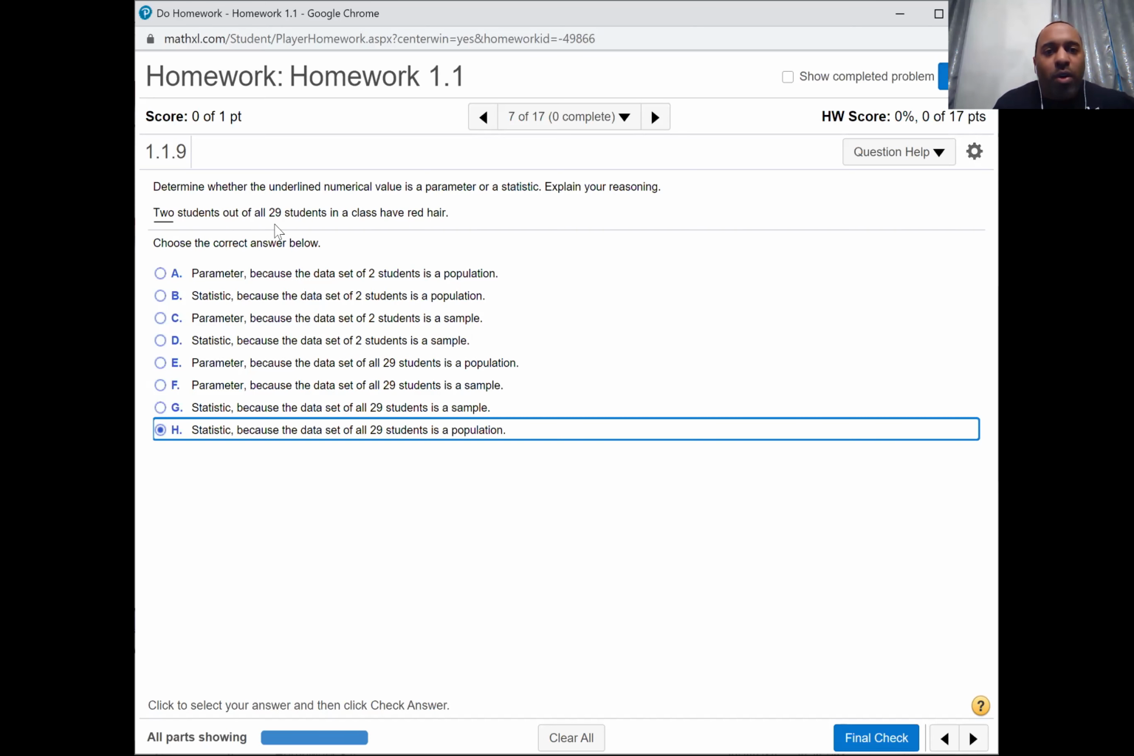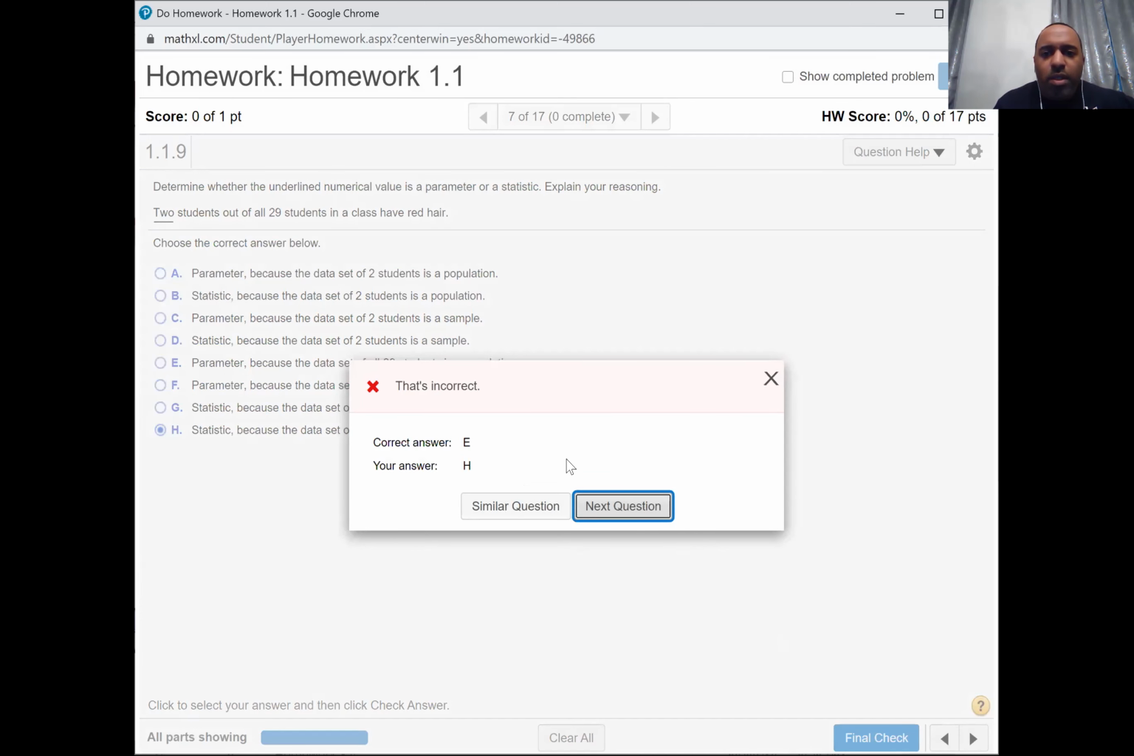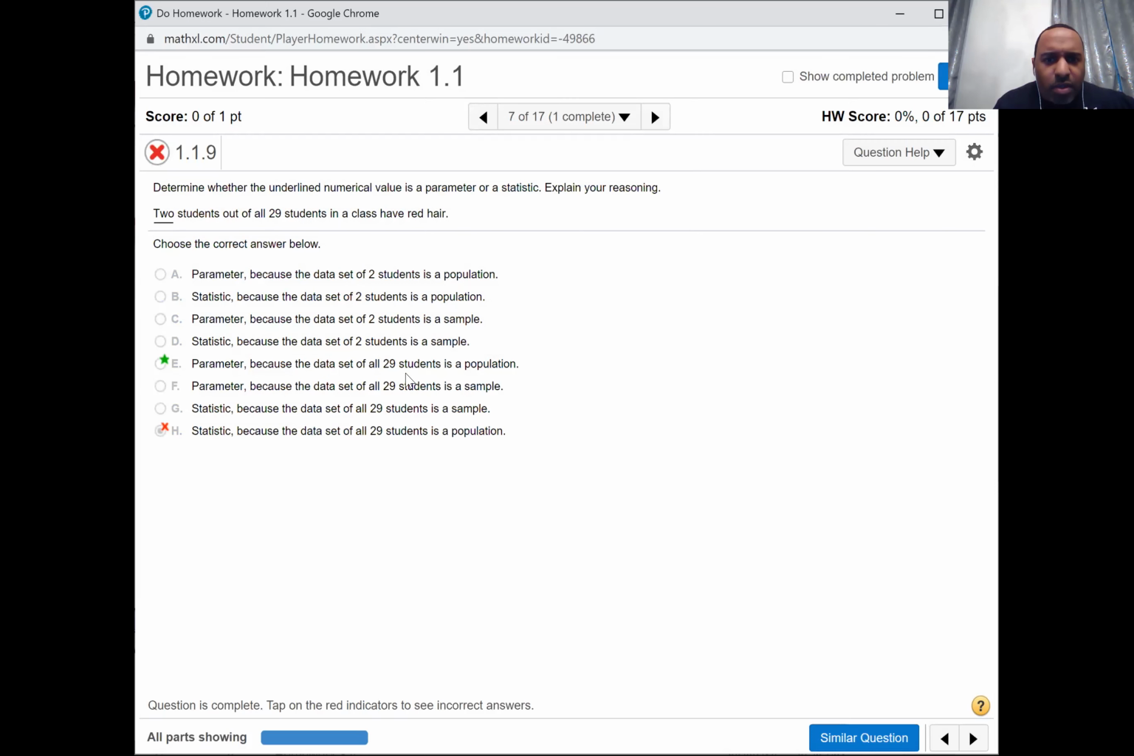2 students out of all 29 students in the class have red hair. And that shouldn't be right. So they said it was E, parameter, because the data set of the 29 students is a population. Sorry, I'm unprepared, but are we able to go back to the parameter and statistic definitions so I can read through it a little bit better? Yeah. There you go right there.